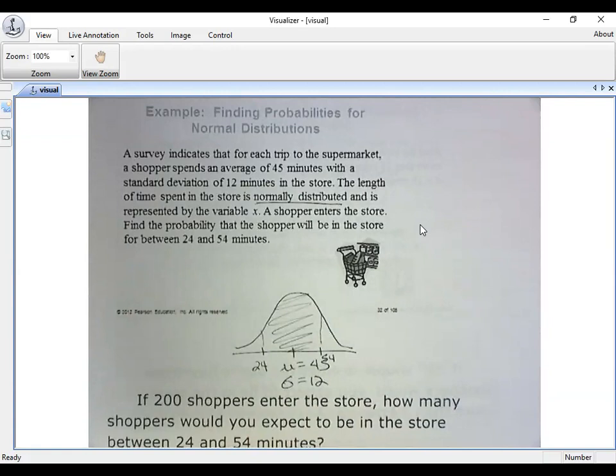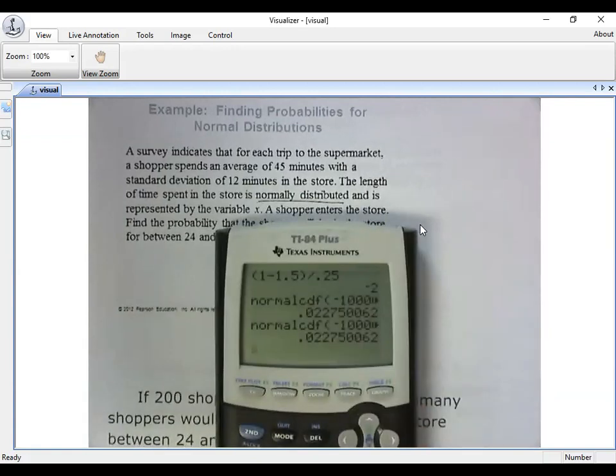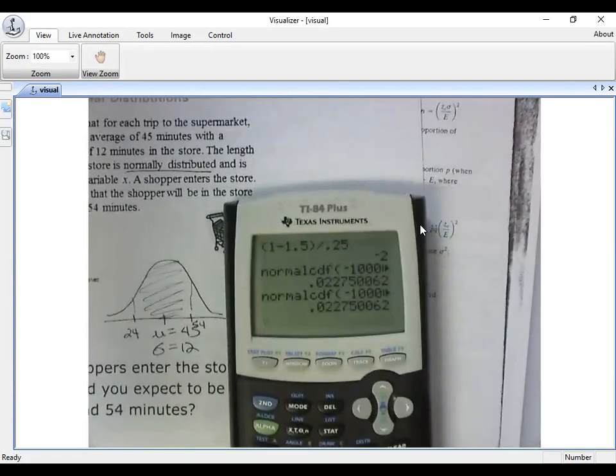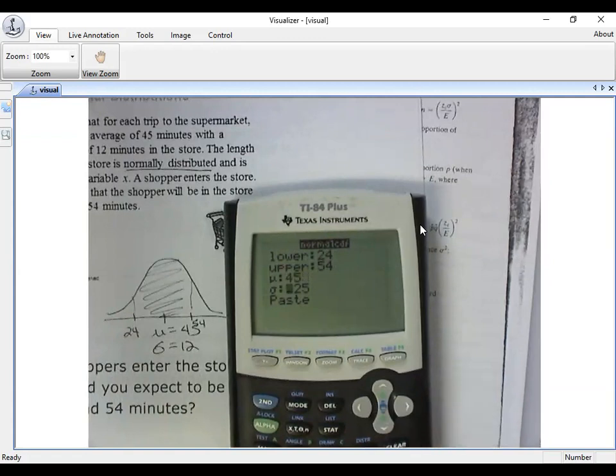Oh yeah, because if I go to the calculator, tell me what buttons you would press. Second vars, choose number 2, and this time what goes in for lower? Yeah, because that's where the shading starts. What goes in for upper? 54, and the mean is 45, and the standard deviation is 12.